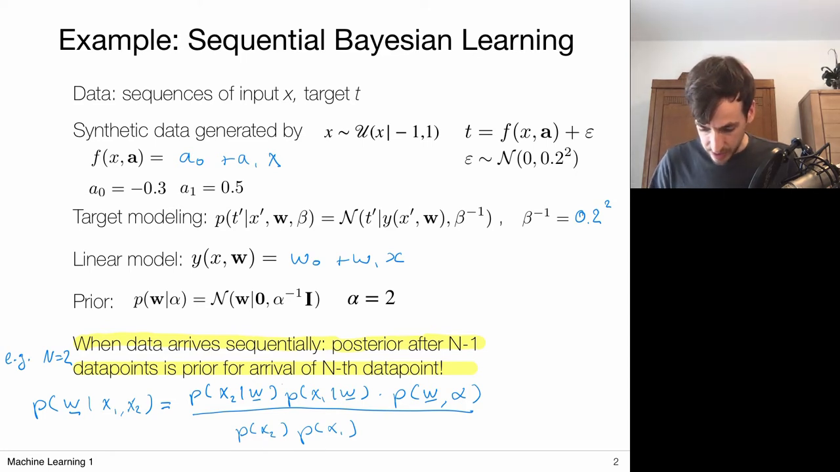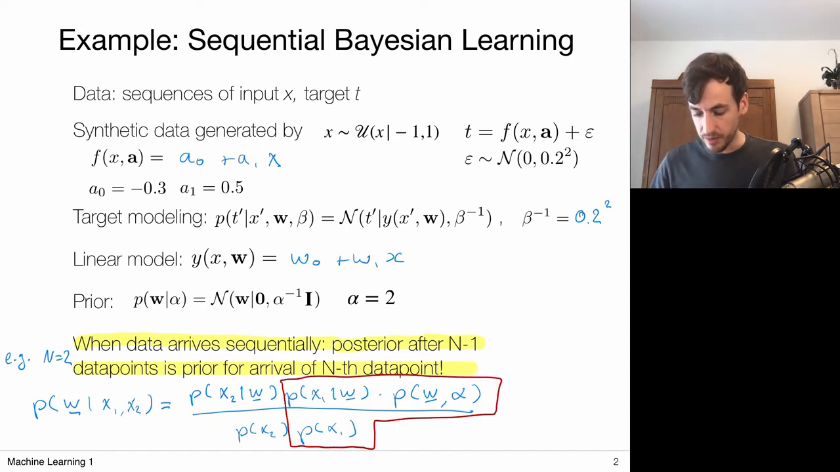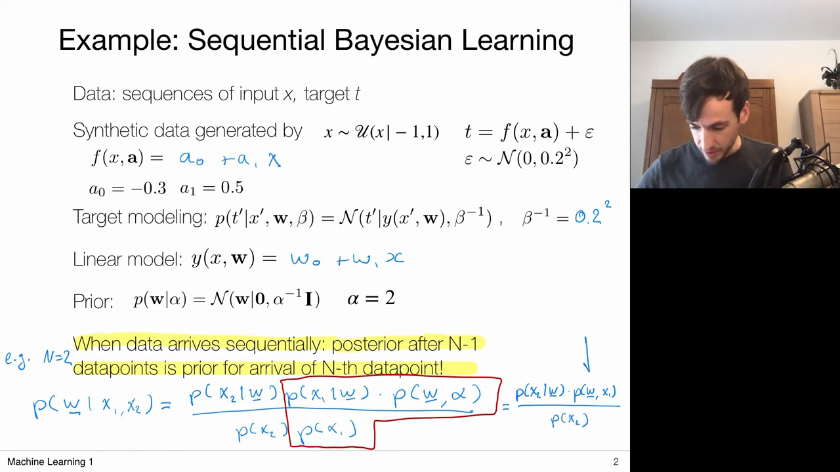Now what we can see here, just focusing on the x1 case, this particular part, is the Bayes' rule for the posterior for my weights w given my observation of x1. So I can write this as follows. I have the likelihood of x2 given my model parameters times the posterior for my weights after having observed x1, normalized by p of x2. So what we see here is that the posterior after having observed x1 acts as a prior for the posterior after having observed x1 and x2.